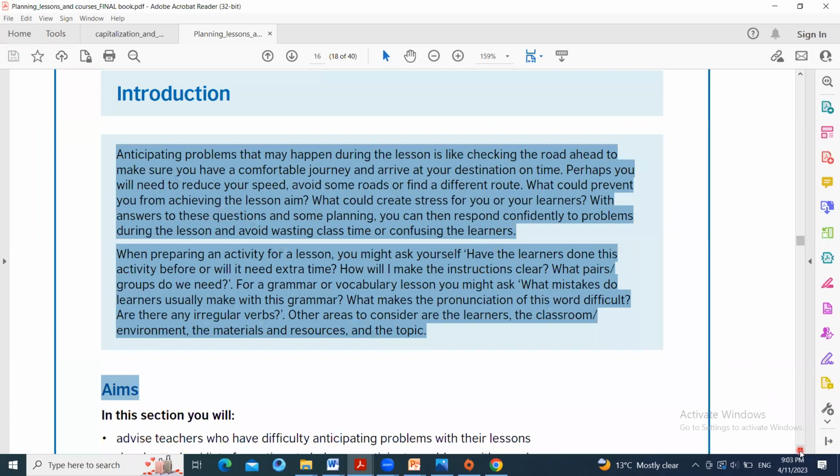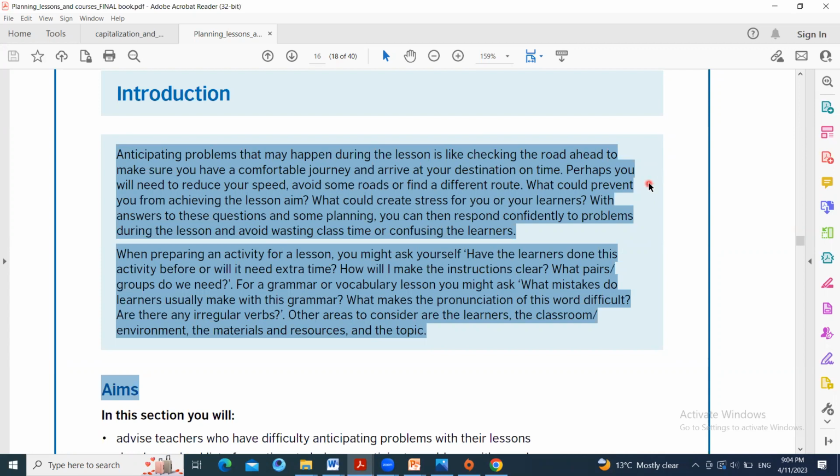First, we have some introduction. Anticipating problems that may happen during the lesson is like checking the road ahead to make sure you have a comfortable journey and arrive at your destination on time. Perhaps you will need to reduce your speed, avoid some roads, or find a different route.